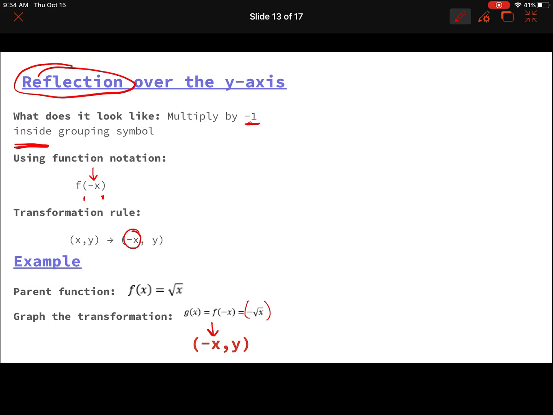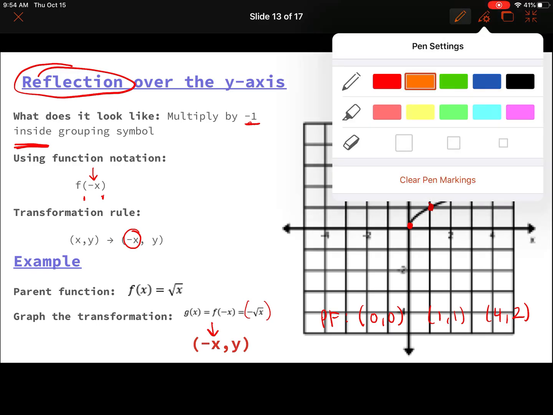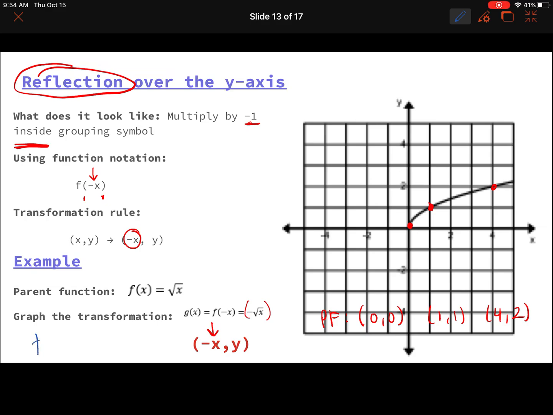And when we're reflecting over the x-axis, we're changing our y points. Okay, so here's my graph. So same thing. Pick my points, point, and point. So parent function, I'm sorry, I have to write it here again. 0, 0, 1, 1, 4, 2. Okay, so those are my parent function points. Now, I need to graph or take the transformation.